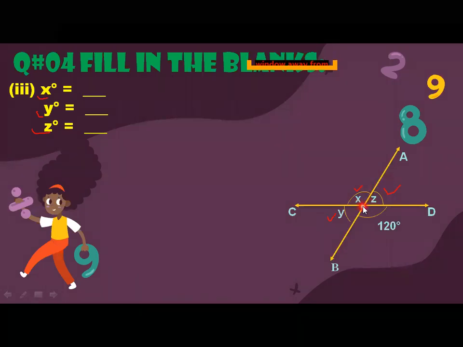Now look at here. What do you have? You are going to find out this X, Y, and Z. If you remember the concept of vertical angles, if you are going to find out X, so what you will do? You will find out X according to the vertical angles, and according to the vertical angles, a pair of vertical angles are congruent. So the vertical angle of X is 120.